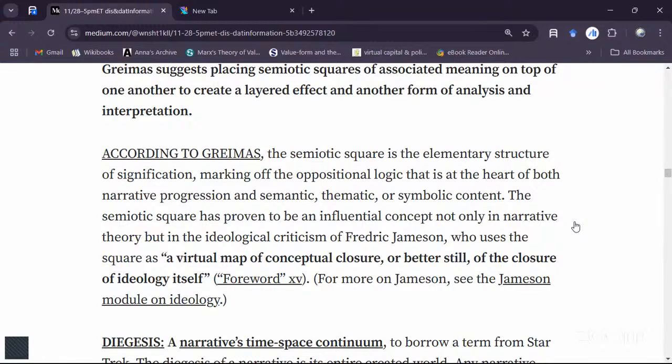The semiotic square has proven to be an influential concept not only in narrative theory, but in the ideological criticism of Fredric Jameson, who uses the square as, quote, a virtual map of conceptual closure, or better still, of the closure of ideology itself. Now, there's a lot to go into there, but Jameson tries to move the conception of ideology further on from the Althusserian position. Most of his major theoretical work in his early career was about Althusser, amongst many other things.